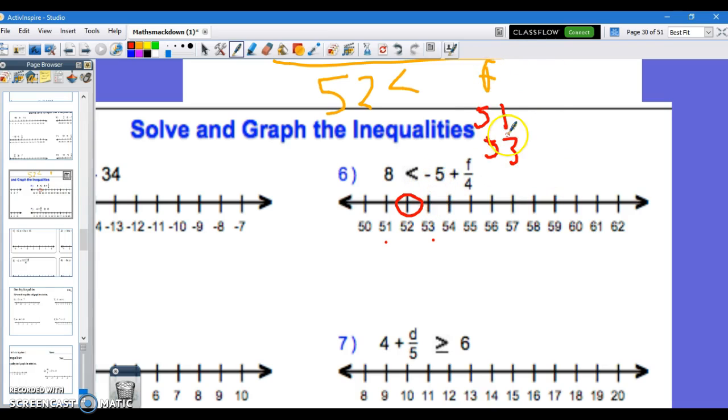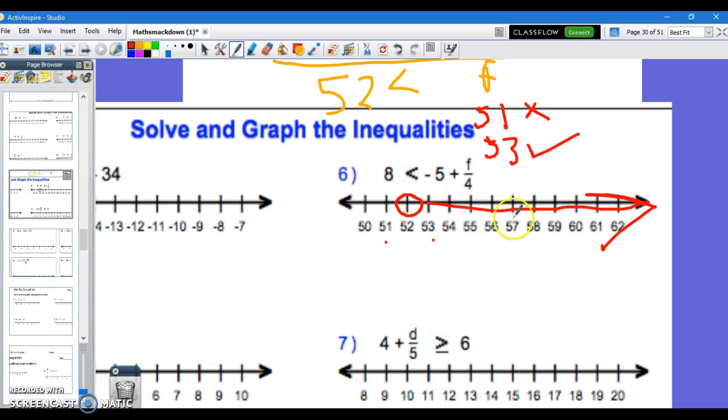Now, instead of saying f, insert the number. 52 is less than 51. Is that right? No, it's not. 52 is less than 53. Is that correct? Yes, it is. So your answer should be going in the direction of the 53. The 53 is on the right side. So your arrow should be going towards the right.